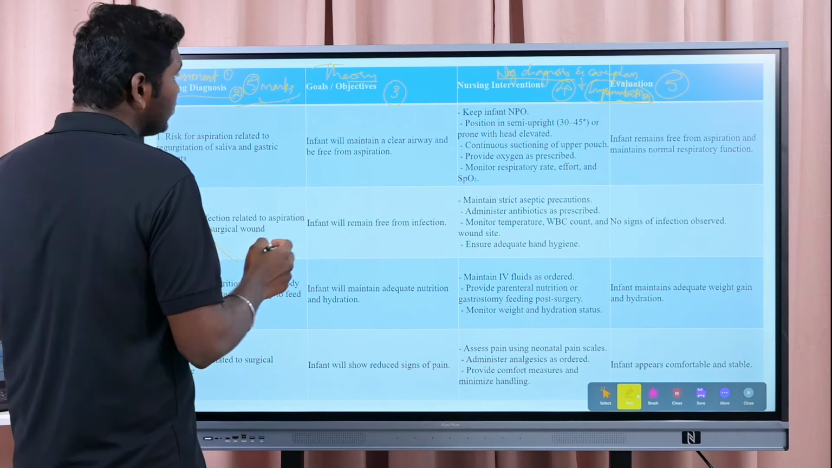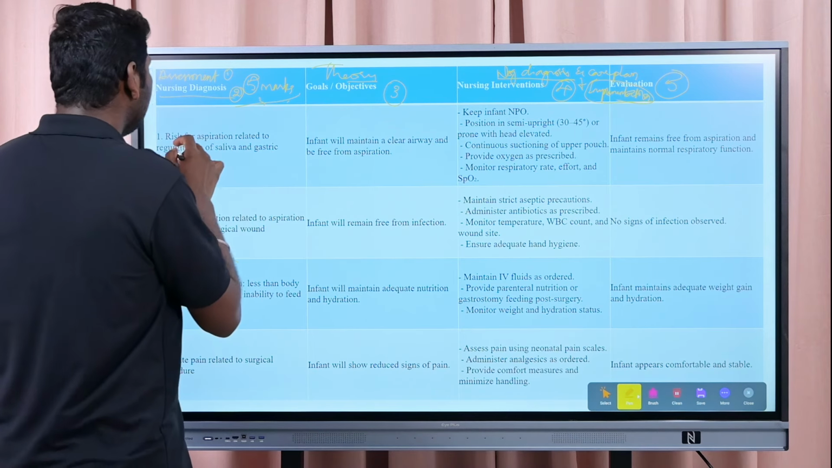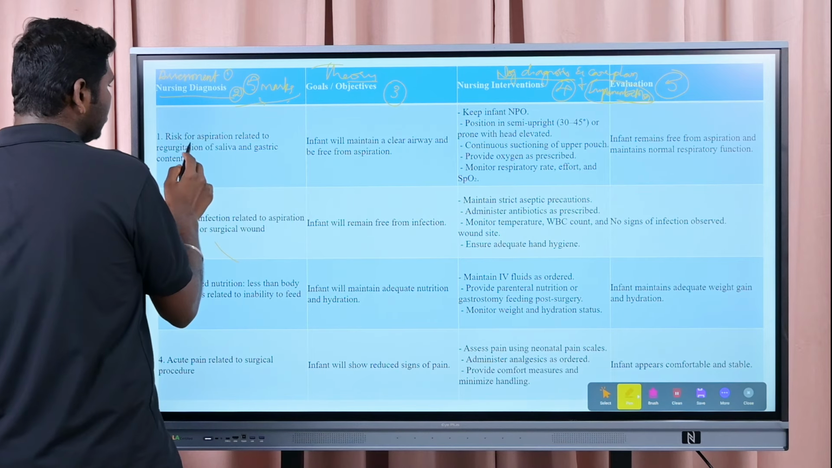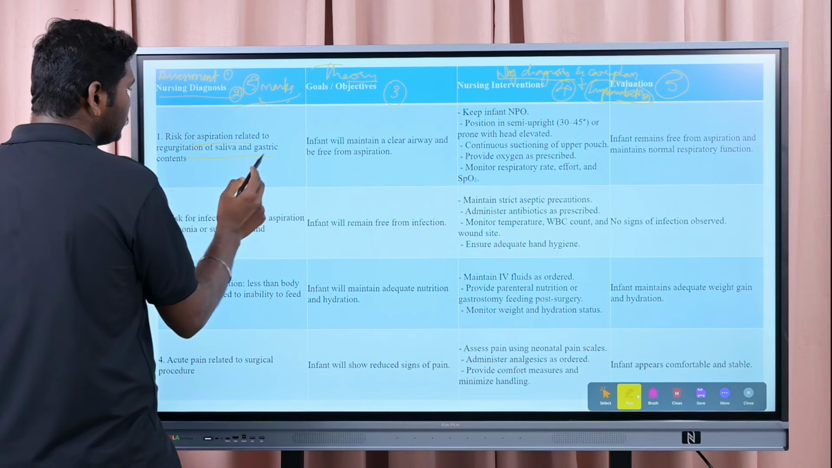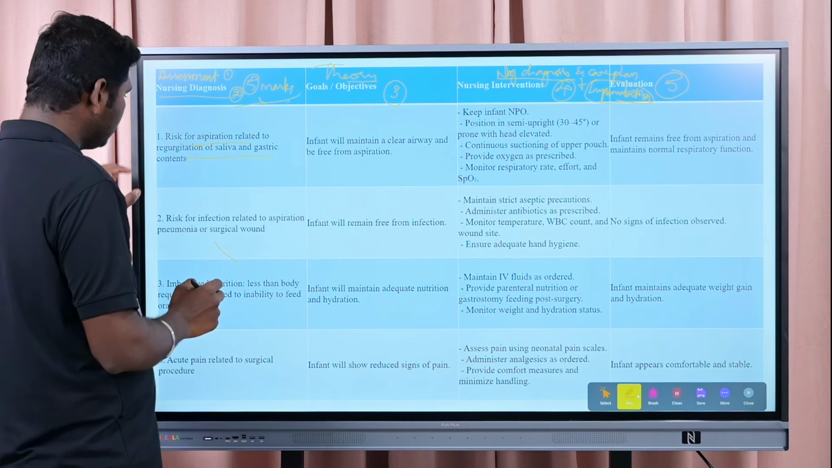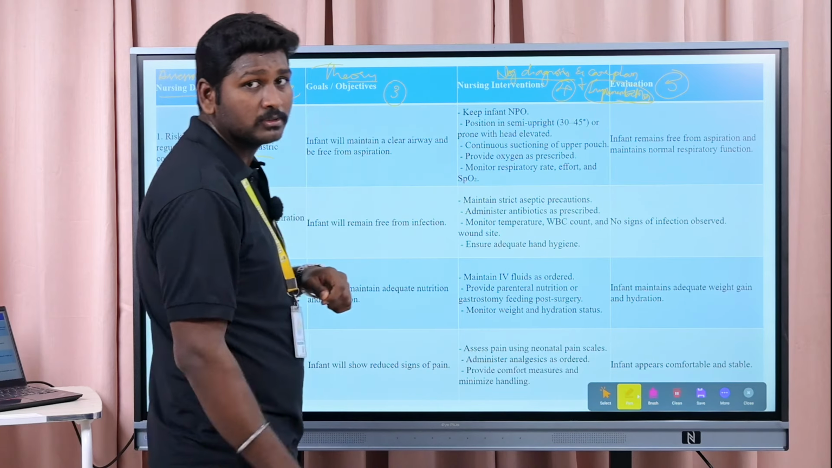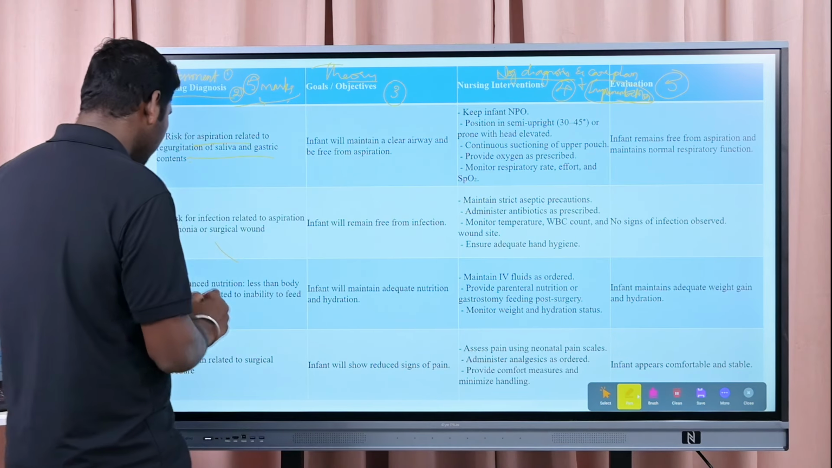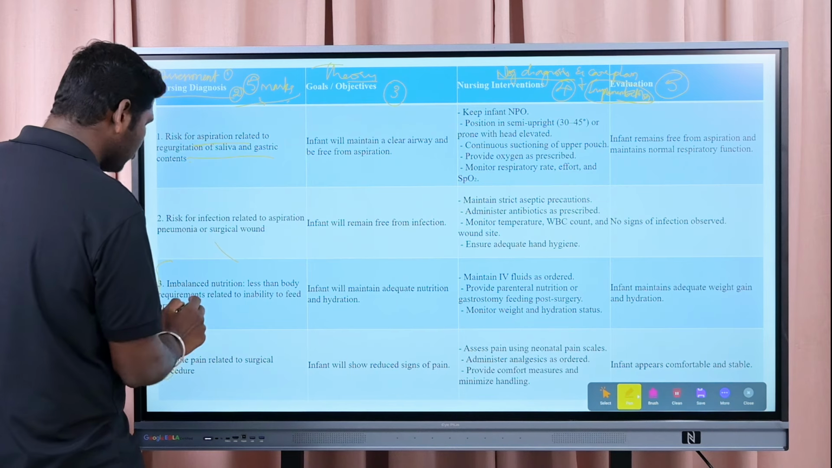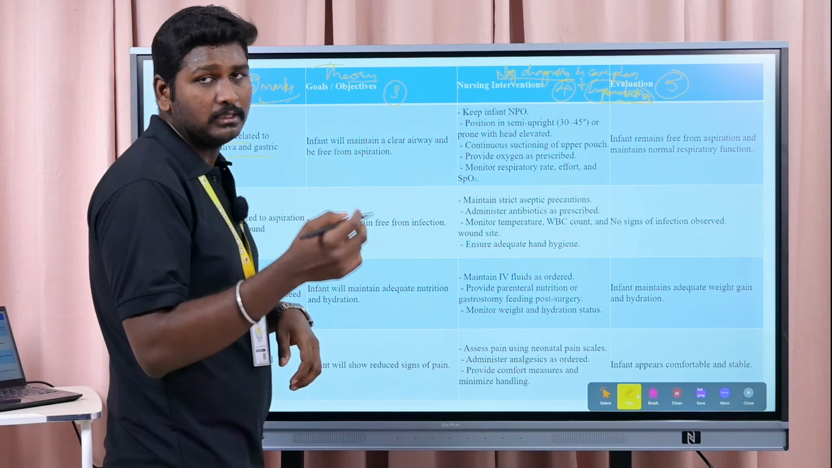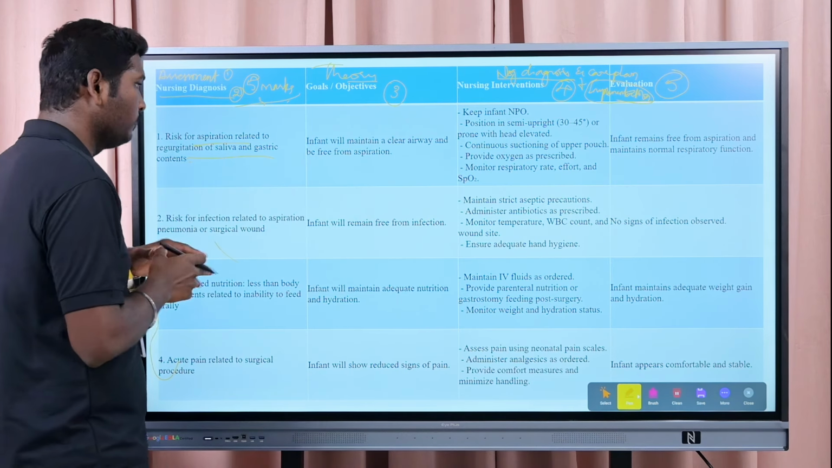So what are the nursing diagnoses that you can write for a child who is having a TEF? Risk for aspiration related to regurgitation of saliva and gastric contents. See, there are always 2 types of nursing diagnosis: one is the actual and the other is the potential. These 2 will be your actual, but it depends on the condition at that particular situation how it goes on.